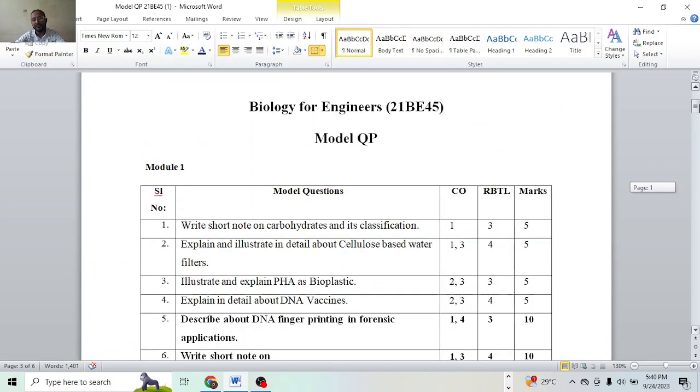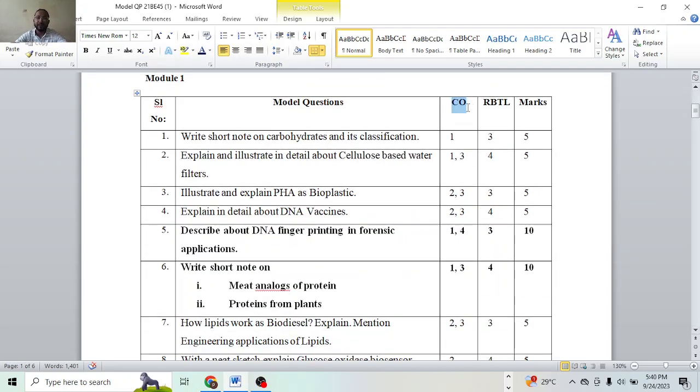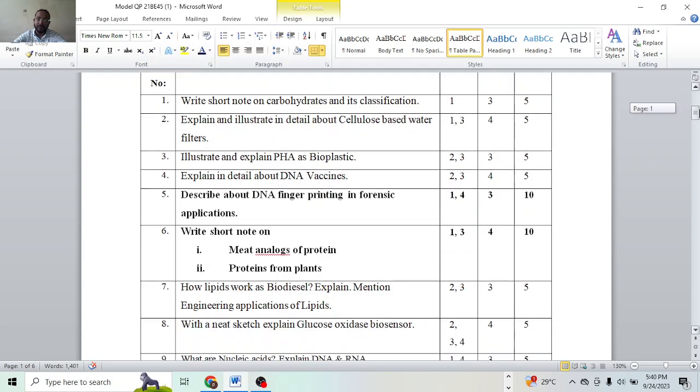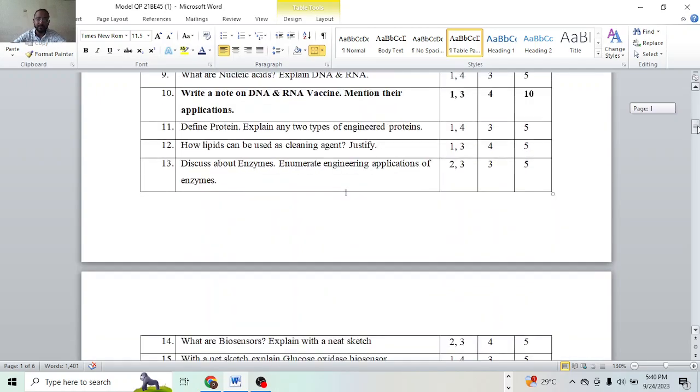So far we have completed the model question papers for all 5 modules along with the notes. As I explained in the first video, in the first module, I explained in detail about CO, that is course outcome. Next we have something called RBTL. Here RBTL will give you the level, the Bloom's level. The levels are 1, 2, 3 and so on: understanding, applying, analyzing, and so on. Based on that, things will be decided.